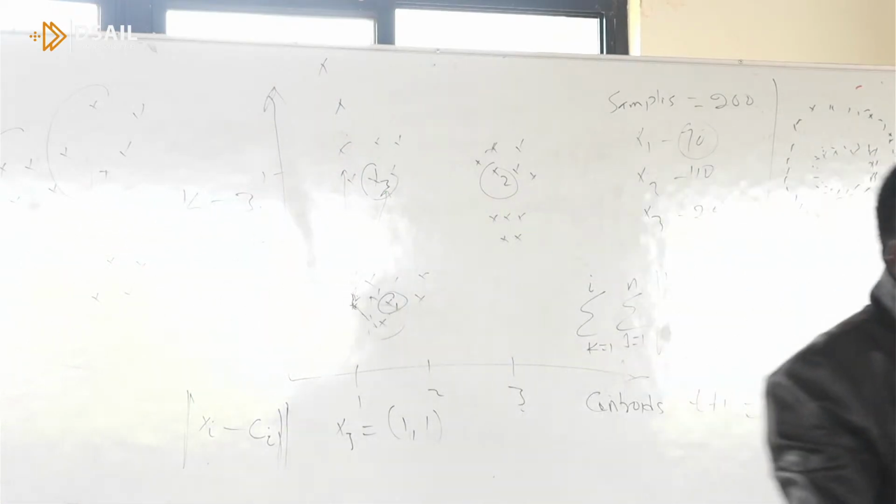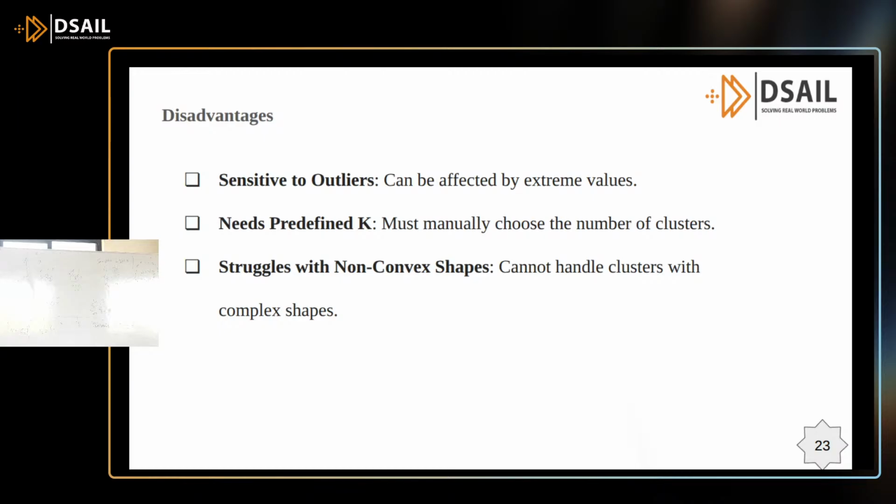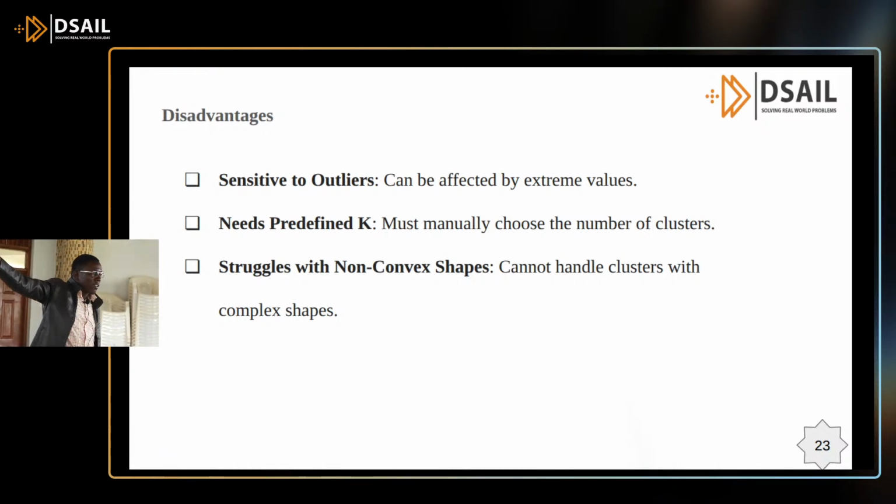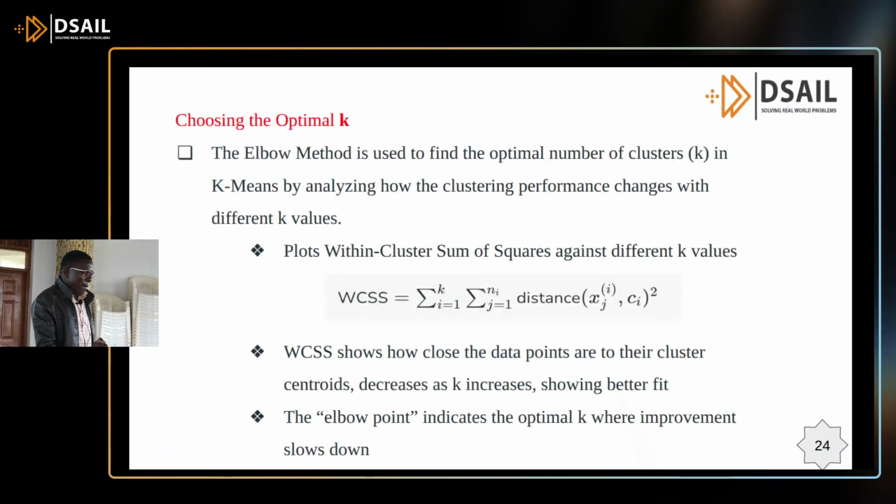And that's one disadvantage of k-means. It's sensitive to that. And then I already mentioned it needs a predefined k. So in this case, I define my k equal to 3. I may choose to define my k to 4 based on what I saw. So it needs that prior to running, and it also struggles with non-convex shapes.